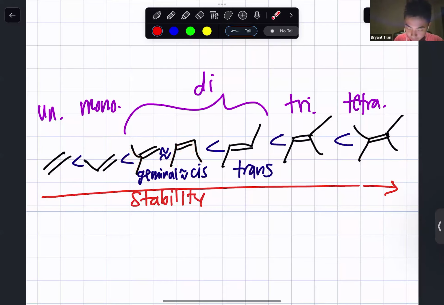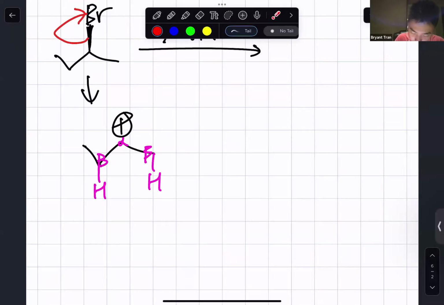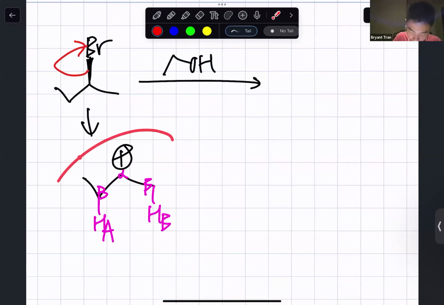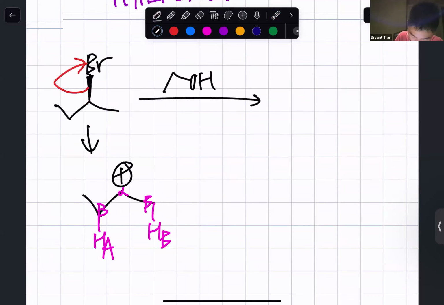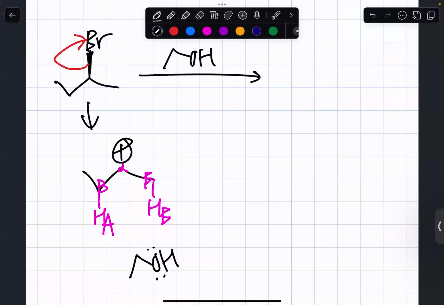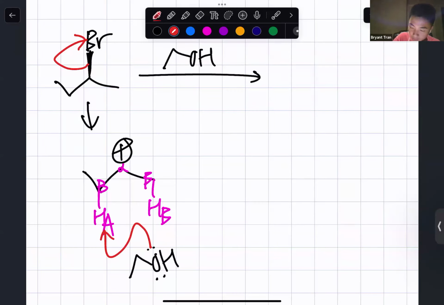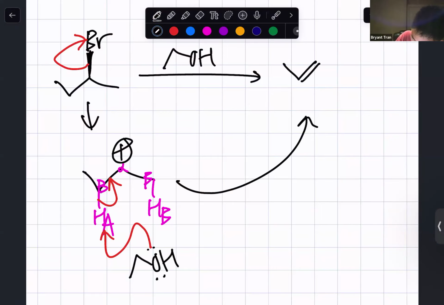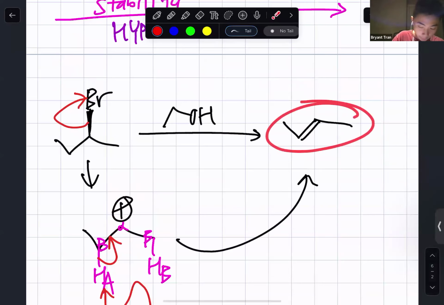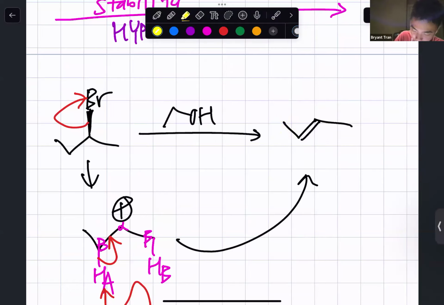Okay, so for the E1 reaction, if we want to make the more stable alkene from this intermediate, do we want to go for hydrogen A or hydrogen B? A. A, right? Because the next step for E1 is to grab that more substituted beta proton. The bond between the more substituted beta proton and beta carbon right there is going to go to make a double bond right there between the alpha and beta carbon, to give us this disubstituted alkene here, which is our major E1 product.